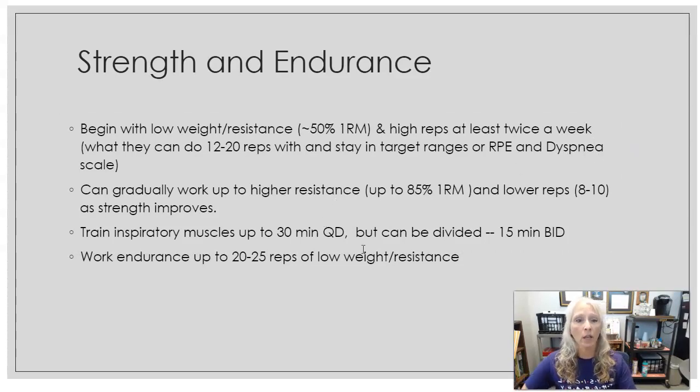Okay, and you can gradually then work up anywhere from 50% of their 1 rep max up to about 85%. And you can eventually lower those repetitions down to the 8 to 10 range. Okay, so you're starting with high reps, low weight, and you're working up to lower reps with a little bit higher weight as their strength improves. You want to also focus on training their inspiratory muscles. And I'll show you some ways that you can do that on the upcoming slides.